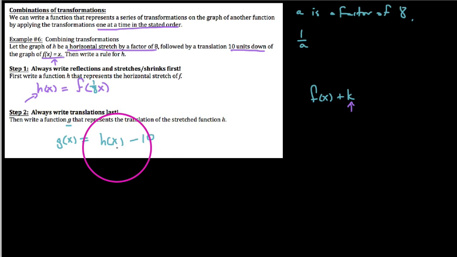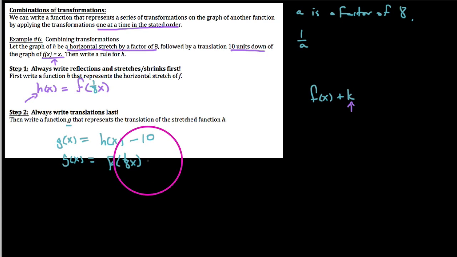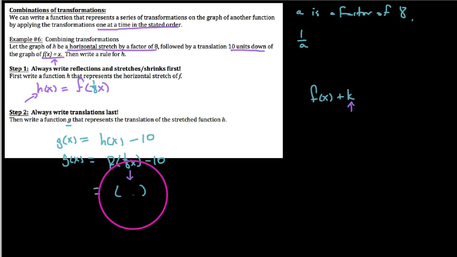Now doing all of our substitutions, what do we know about h of x? Well, h of x is f of 1/8 x. So g of x is f of 1/8 x, shifted down 10. Now we find, using substitution, what f of 1/8 x is. Our initial function was f of x equals x, so I just plug in 1/8 x for the x, minus 10, and we get g of x.